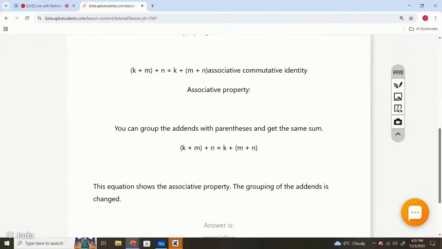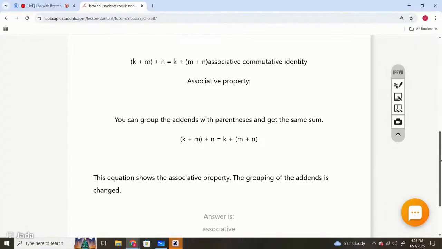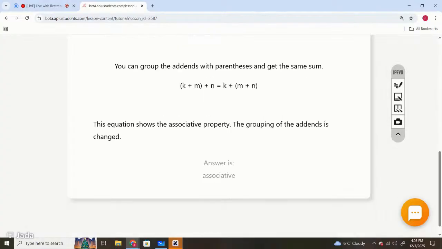Associative property it is. Group the addends with parentheses and get the same sum. Just the order of addition is different, but the sum on both sides is exactly equal. The grouping of the addends is changed.